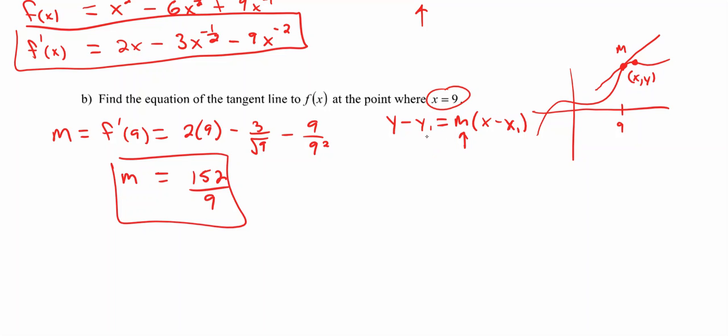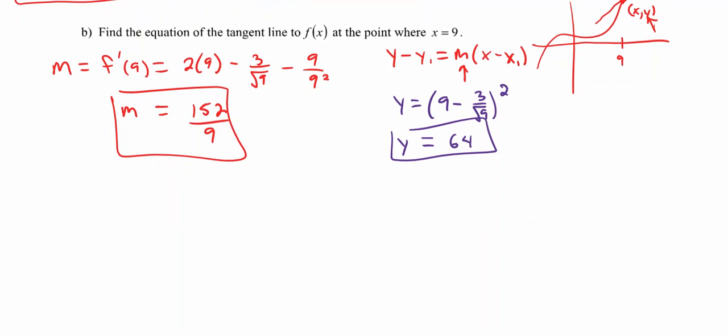Now we just need to figure out what the y value is when the x value is 9. We need that point right there. So next we'll solve for y when x is 9. We'll say y is equal to 9 minus 3 over root 9 squared. This is just the original function. So y ends up being 64. There, we got everything we need. We got the y value, we got the slope. So now let's just plug it into our equation.